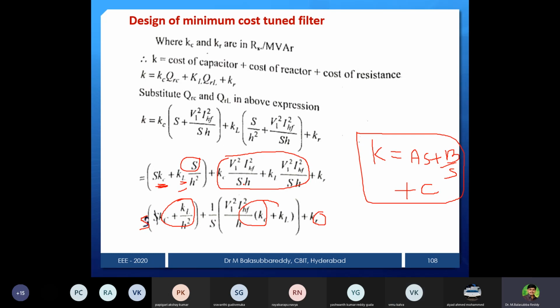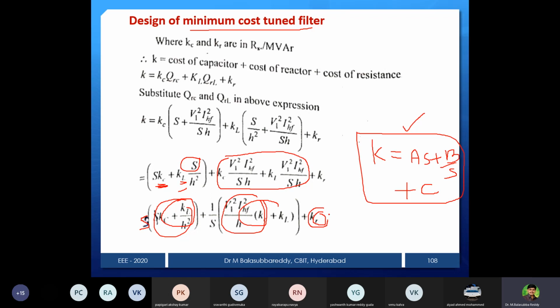So this is the total cost expression I started with, and the question is the minimum cost of the tuned filter. To get the minimum value, what is S? S is the size of the capacitor. What size do you have to use to get the minimum cost of a tuned filter? That is the reason we differentiate with respect to S and equate it to 0, as mentioned in the starting slide. Now in this equation, A is equal to this parameter, B is this one, and C is nothing but a constant.